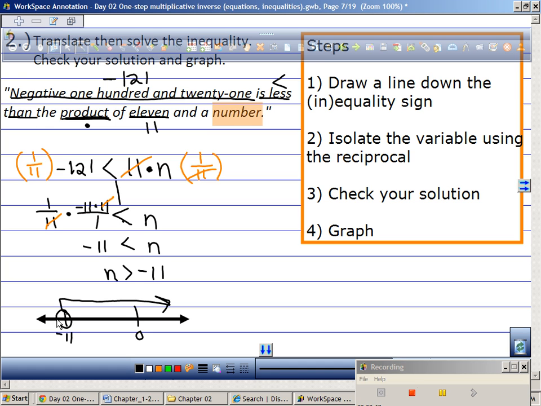Yes. Can't we subtract 11? Can't subtract it because it's being multiplied. So we need to do the inverse, right? So we took the inverse of it and multiplied by the inverse.